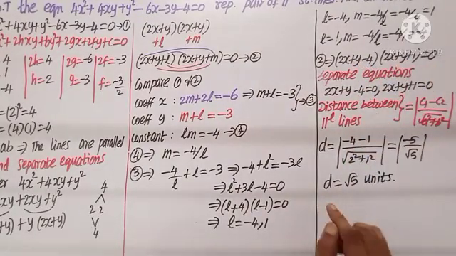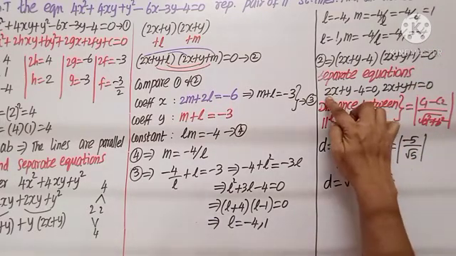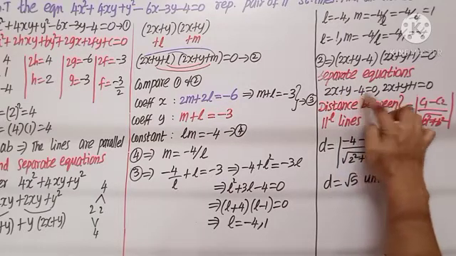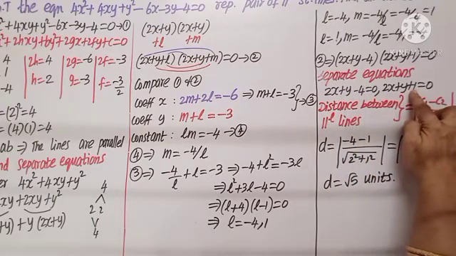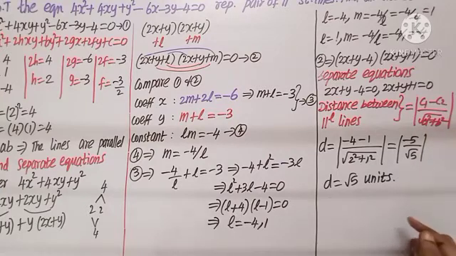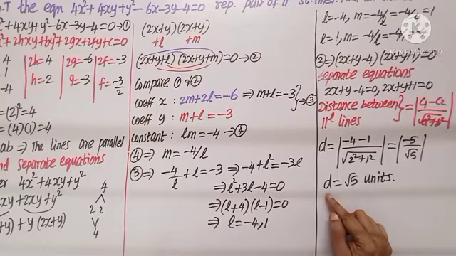Now, my question is the distance between the parallel lines. So this will be A, this will be B, this will be C1, and this will be C2. Substituting in the formula, modulus of C1 minus C2 by root of A square plus B square, and simplifying, we get the distance between the parallel lines is root 5 units.